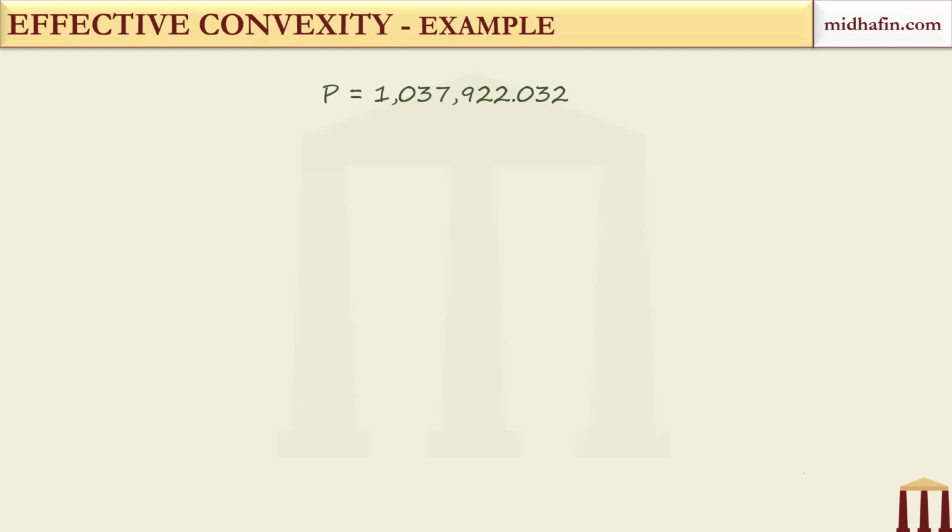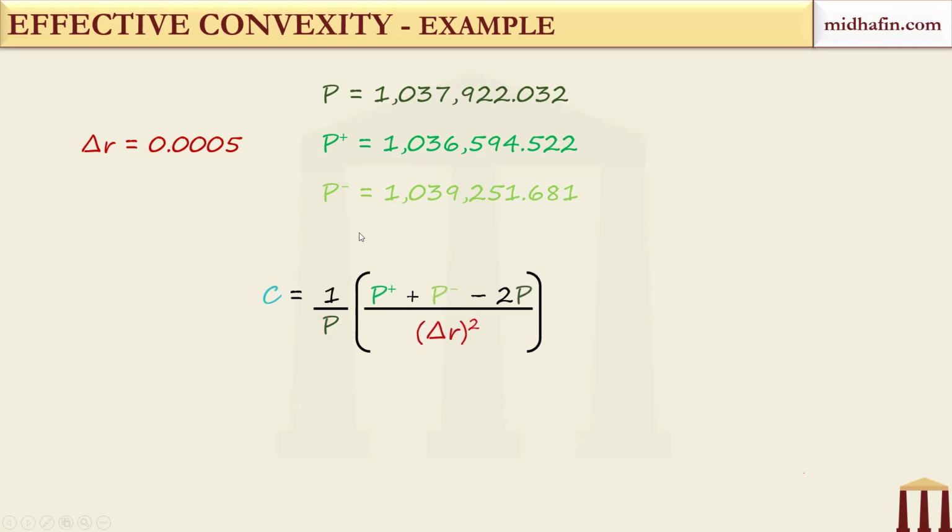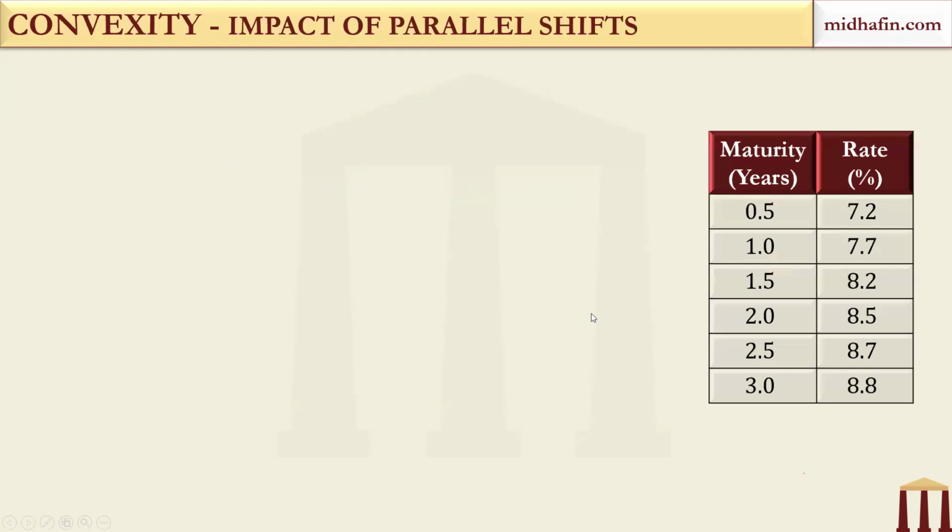Let's say the price of the bond is given to me, and delta R is plus 0.005, that means a 5 basis point increase. Then I have P plus and P minus, first for the increase in the interest rates, then for the decrease in the interest rates. When interest rates increase, the bond price becomes 1,036,000. When interest rates decrease, the bond price becomes 1,039,000. Next we use the formula to find the convexity. I'll just put in the values, and we will find it to be 8.2434. This is my convexity.